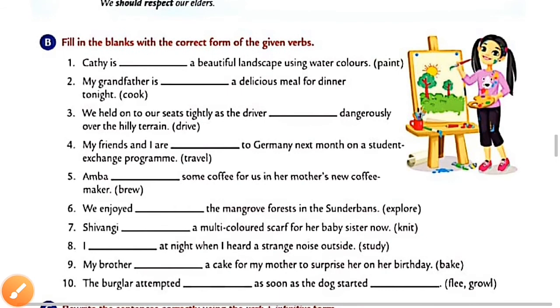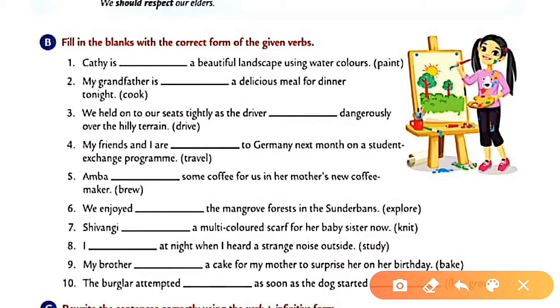Okay, next, fill in the blanks with the correct form of the verb given, form of the given verbs. We have to use to, without to, ing sometimes, according to the sentences as we discuss. Okay. Kathy is dash a beautiful landscape using watercolor. Kathy is. So, verb is. So, you have to use ing. Painting. Kathy is painting.